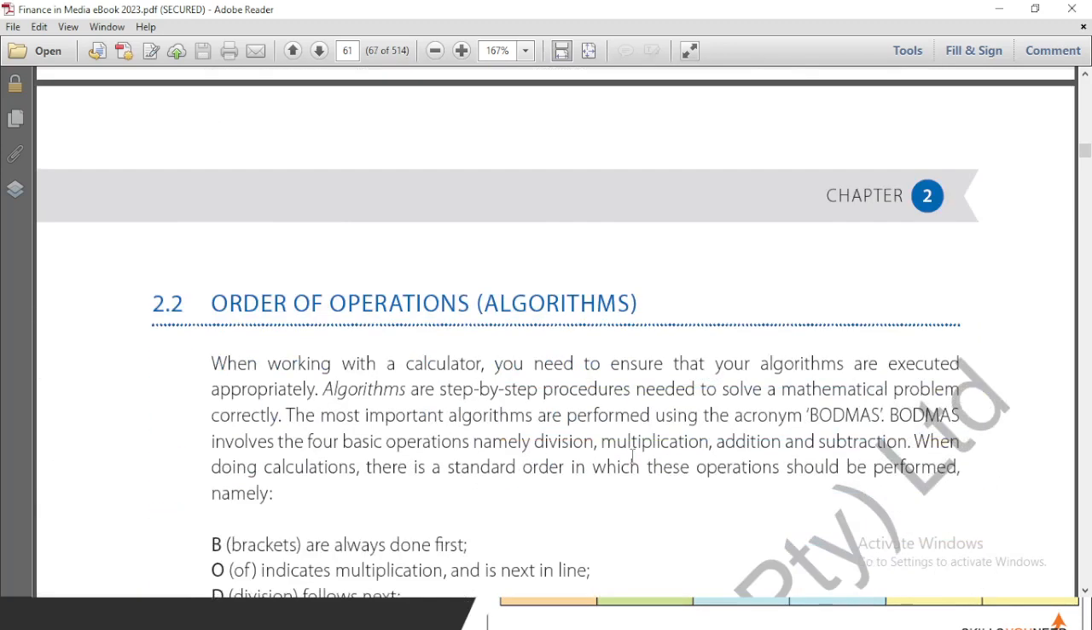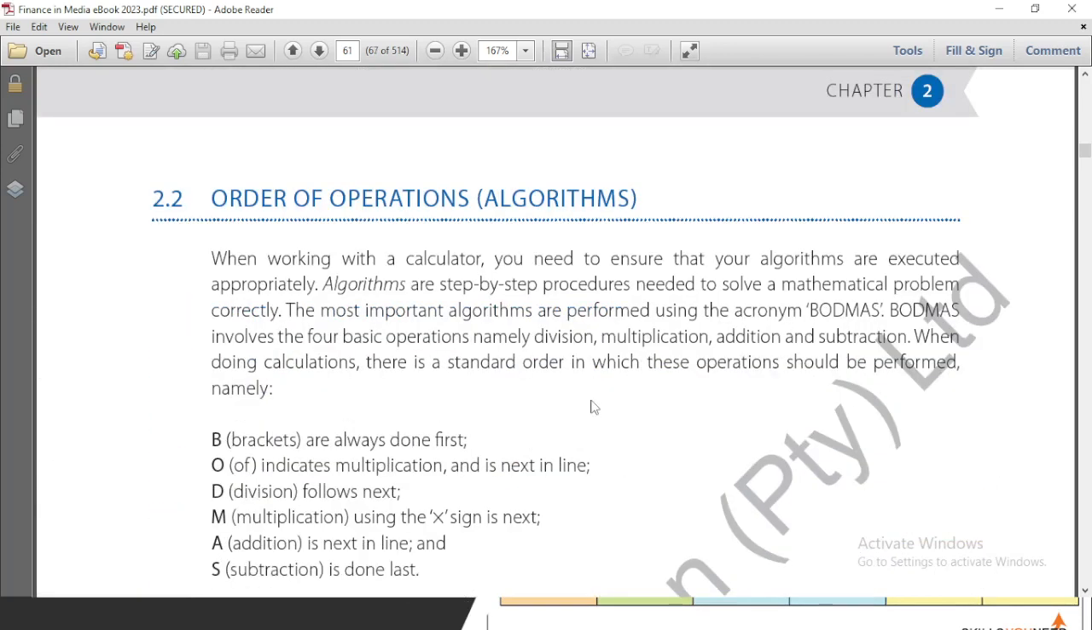So our first concept is the order of operations within chapter 2, which is the BODMAS rule, where you need to understand the BODMAS rule. The BODMAS rule is always done first. Under the BODMAS rule, we've got the brackets, the of, the division, the multiplication, the addition and subtraction, which is summarized as BODMAS.